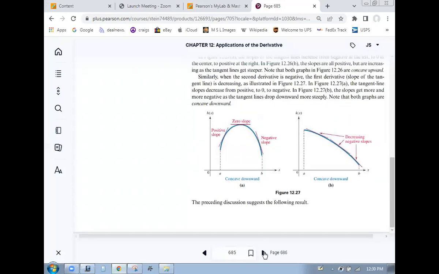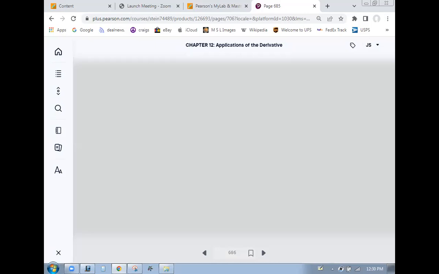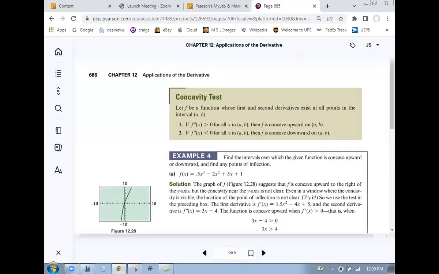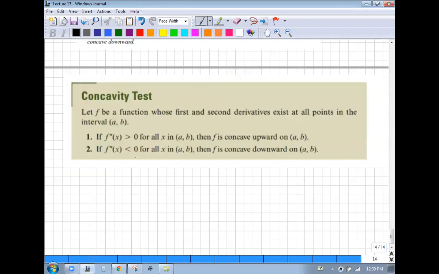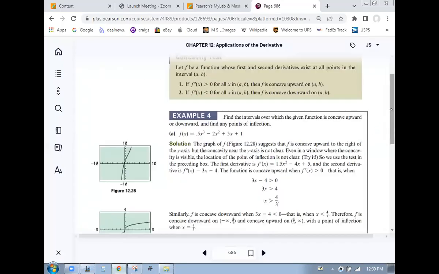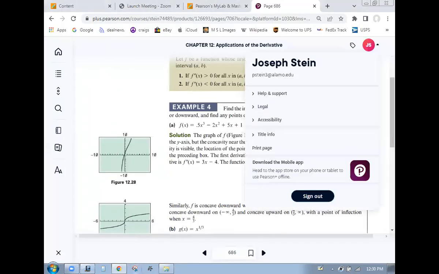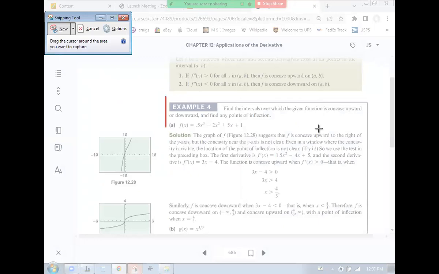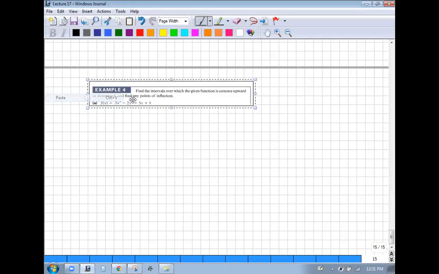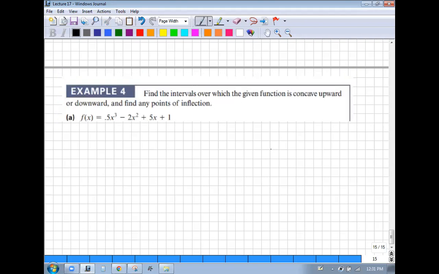More pictures of the exact same thing. So of course they say you can test for concavity by taking the second derivative and figuring out where it's positive and where it's negative, right? Wherever it's positive, it's concave up. Where it's negative, it's concave down. Let's see if we can do an example here. Find the intervals where it's concave upward or downward, and find any points of inflection.